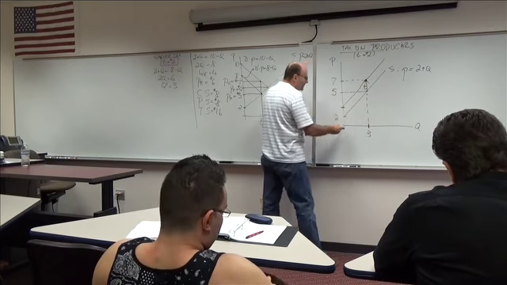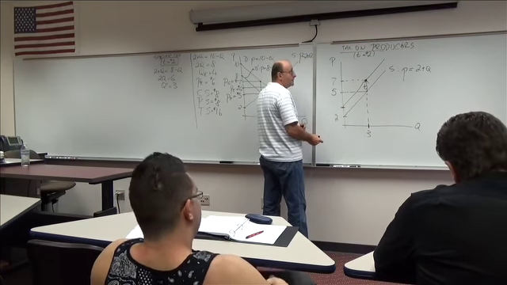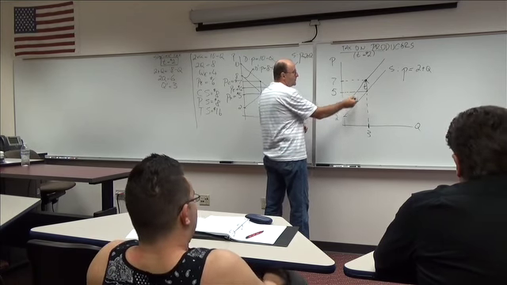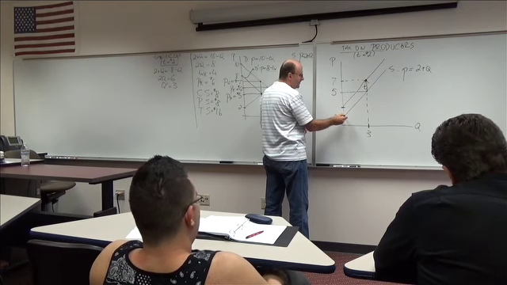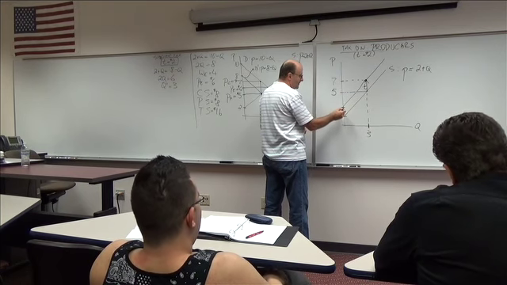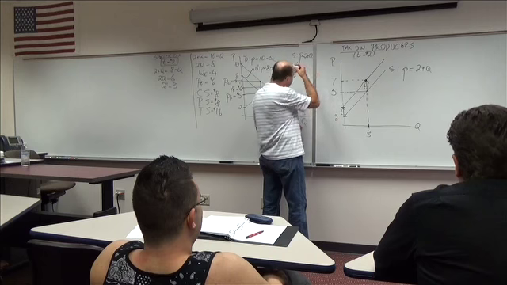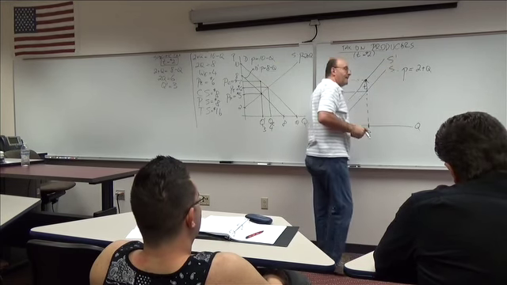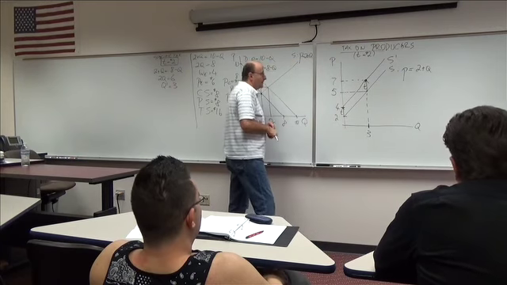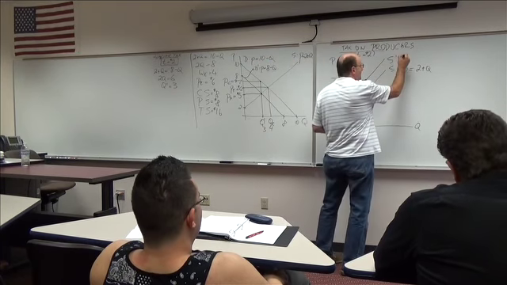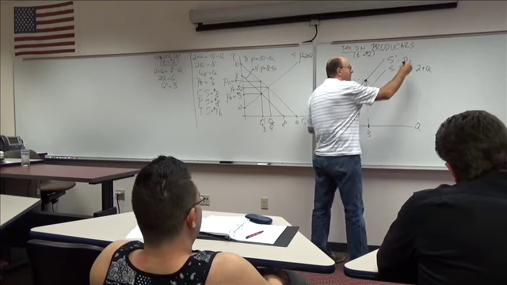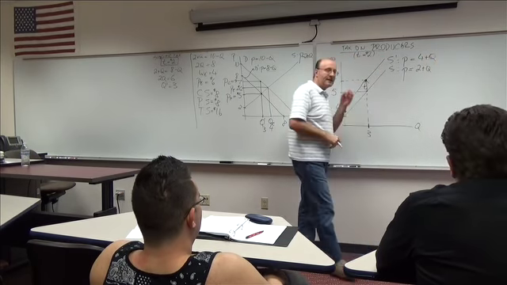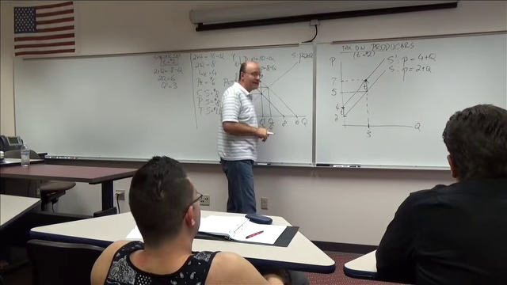What's going to be the vertical intercept of the new supply curve? Well, if the new supply shifts up by the amount of tax, it's 2 plus tax of $2 is 4. What is going to be the equation of the new supply curve, S prime? 4 plus Q. Exactly. That's it, guys. It's that simple.